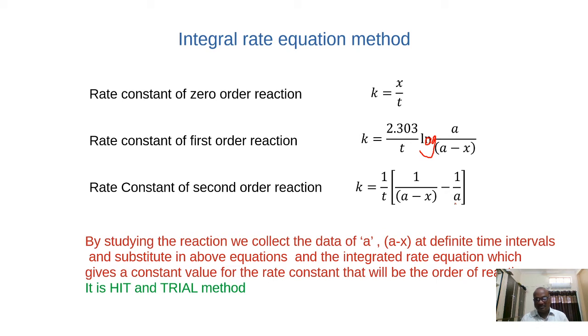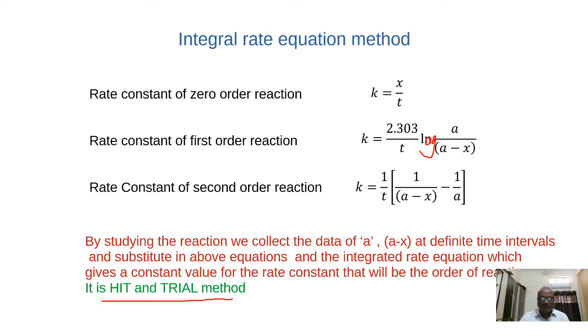If we get the k values recurringly constant at different time intervals with this data, then that k value means the order may be zero, first or second. That indicates the order of reaction. We have to check each and every equation to see whether we are getting constant k values or not. The case where we get the constant k value, based on that we identify the order. That's why it is a time consuming method, and we say it is the hit and trial method.